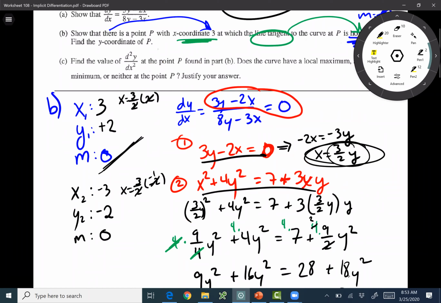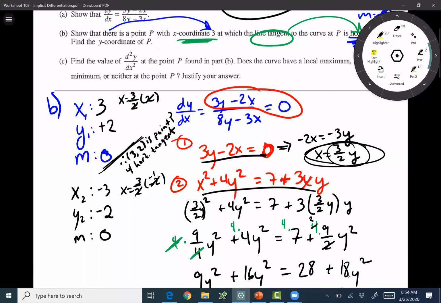You could kind of explain if you want. You could say, therefore, 3, 2 is a point. They called it point P. So is a point P with horizontal tangent. You don't have to write that. I'm just writing it. We already proved it. So either way is okay.